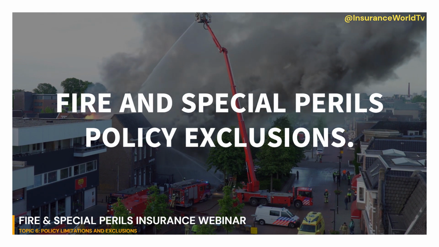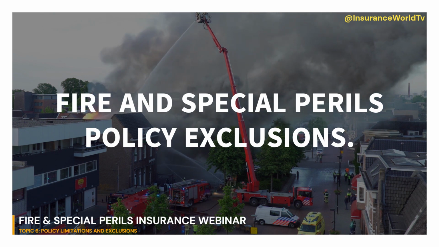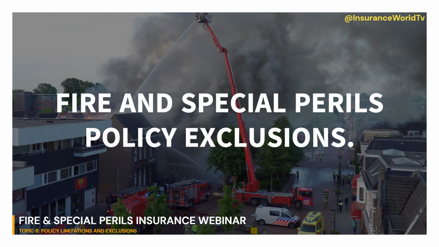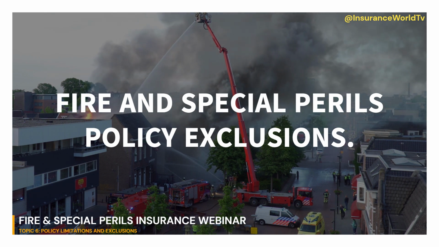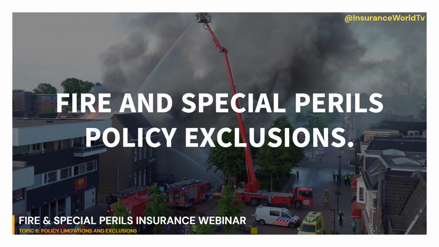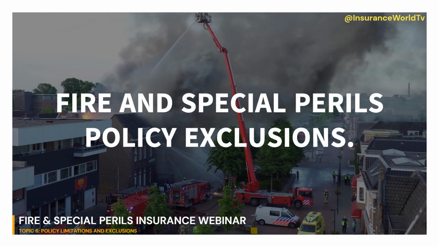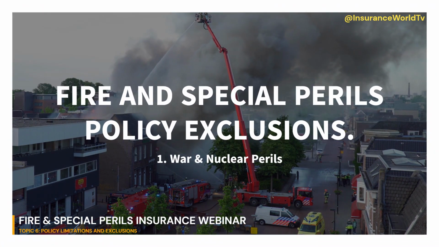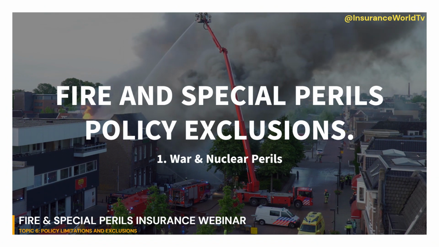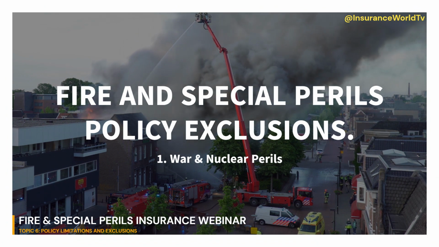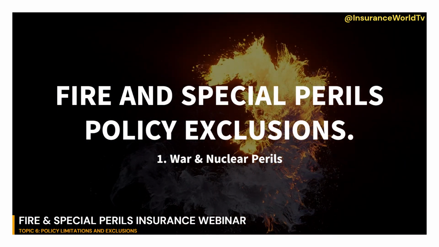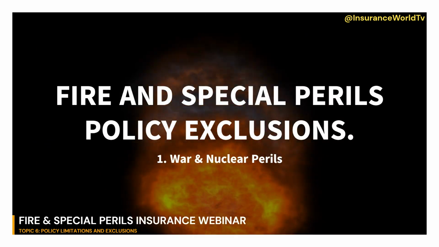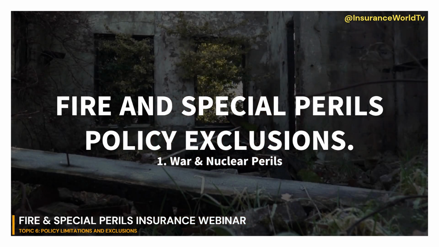Fire and special perils insurance policies typically include certain exclusions that specify events or circumstances for which coverage will not be provided. These exclusions vary among insurance providers and policies, but some common exclusions that are frequently found in such policies include: 1. War and nuclear perils. Damages caused by war, acts of foreign enemies, hostilities, whether declared or not, civil war, revolution, insurrection, or nuclear perils are usually excluded from coverage.